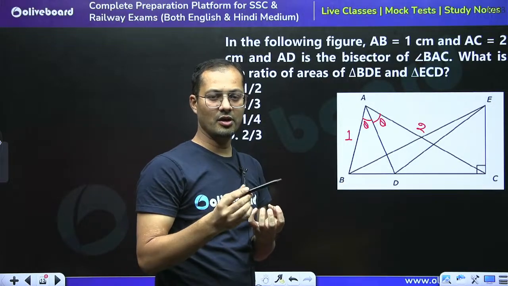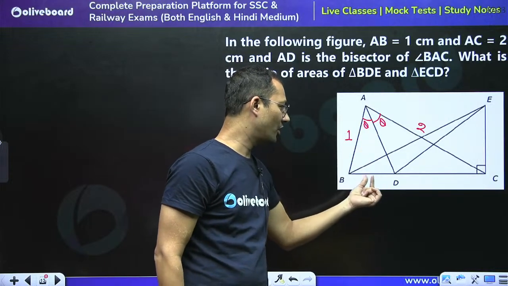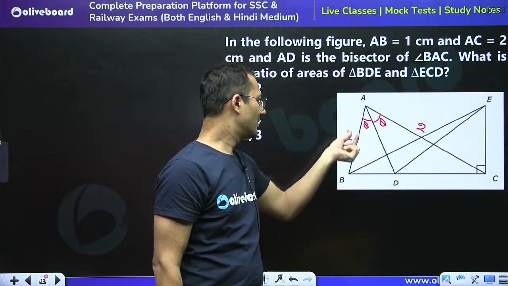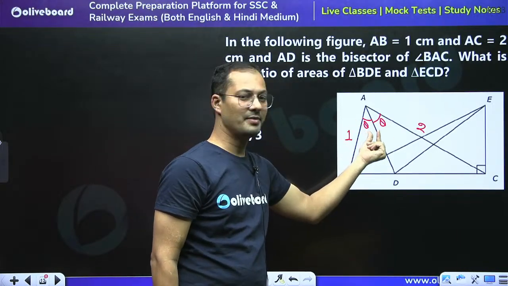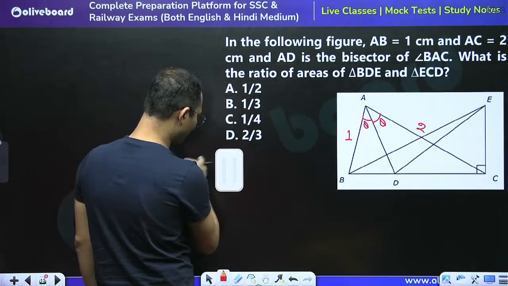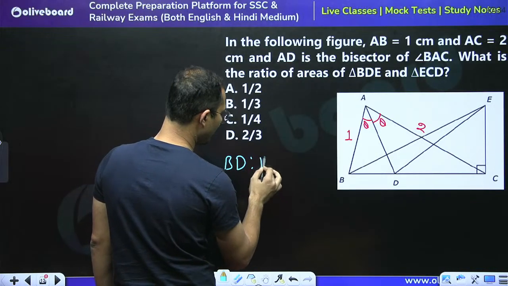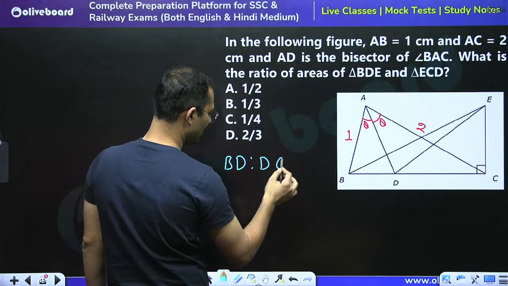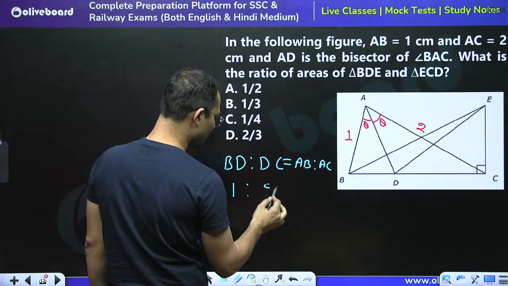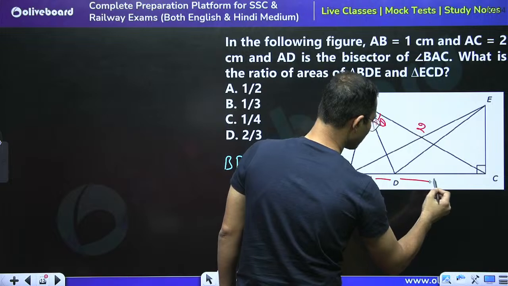According to the property of angle bisector, we know that the angle bisector always divides the opposite side in the same ratio as the sides which constitute this angle, right? So simply I can say that the ratio of BD to DC is equal to what? AB to AC, right? So this is going to be 1:2, yes or no? So this is 1 and this is 2.